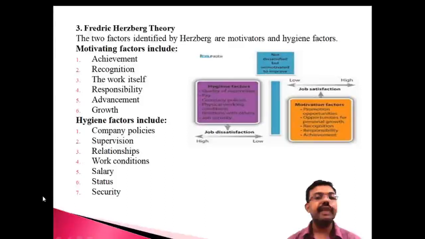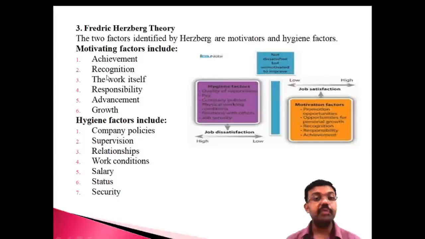And motivating factor means achievement, recognition, the work itself, responsibility, advancement, growth. ഇതായിരിക്കും ഒരു മോട്ടിവേഷനെ സ്വാധീനിക്കുന്ന ഘടകങ്ങൾ. One is achievement, the employee's personal achievements, recognition, the recognition received in front of others, the work itself, the employee's attitude toward doing the work. If these are there, the employee automatically becomes motivated. അപ്പോൾ അച്ചീവ്മെന്റ്സ് ഉണ്ടെങ്കിൽ എംപ്ലോയി മോട്ടിവേറ്റ് ആയിരിക്കും.